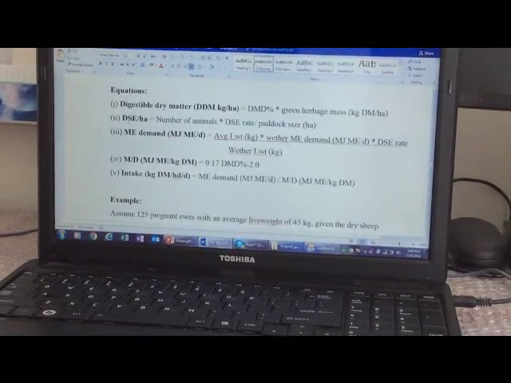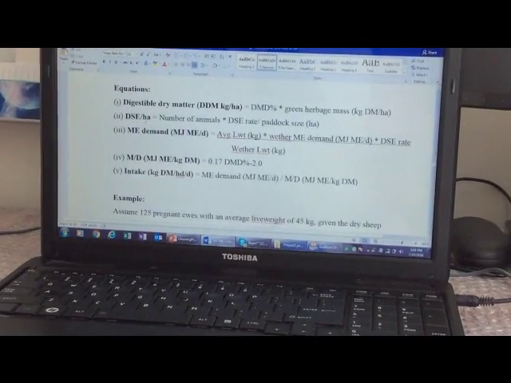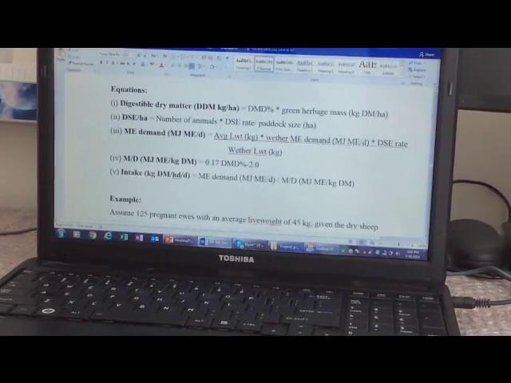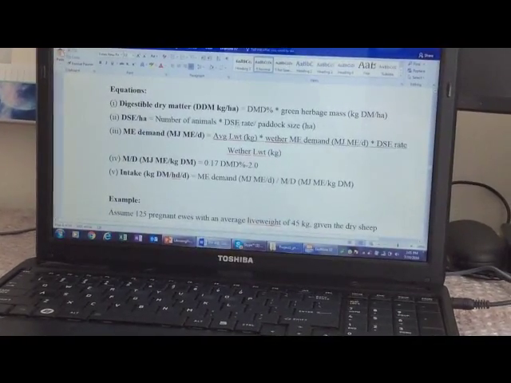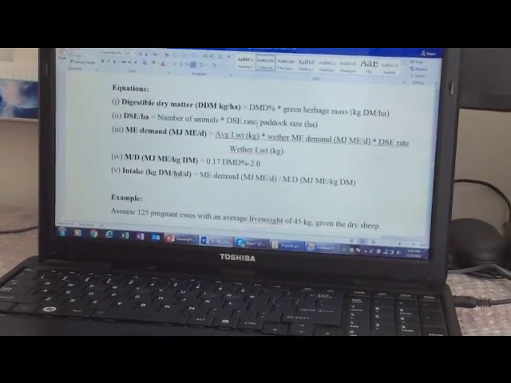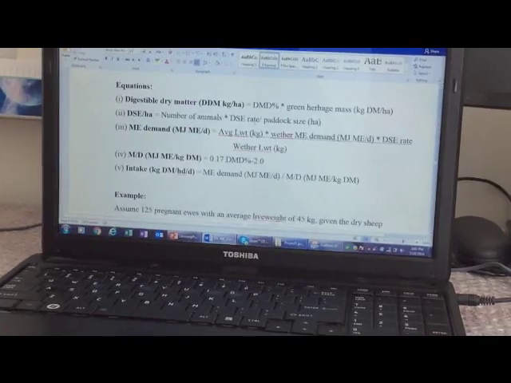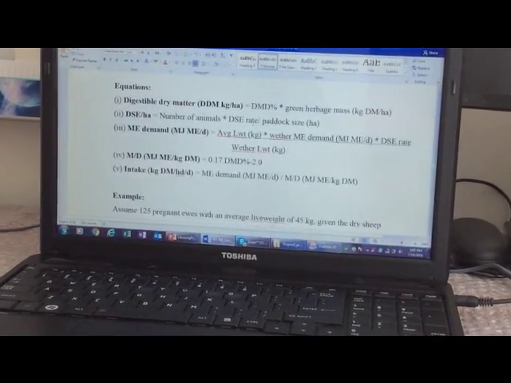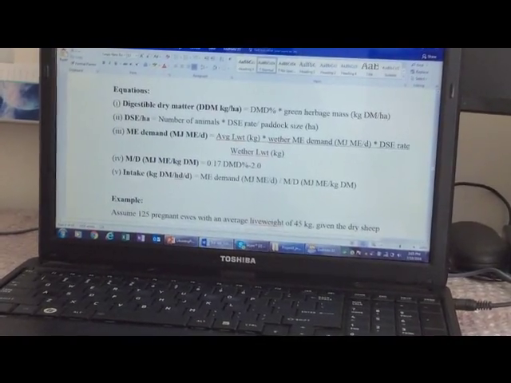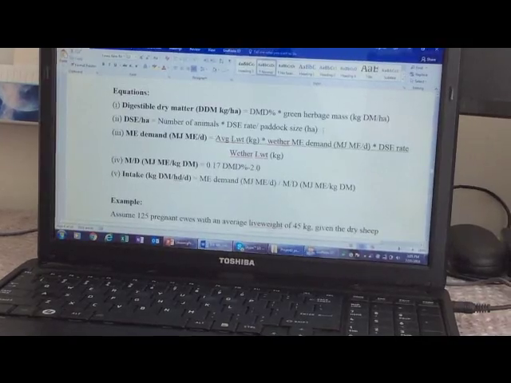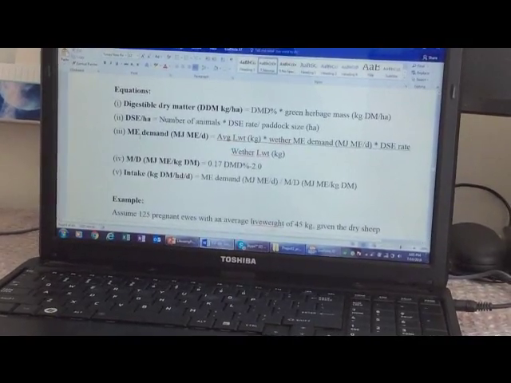The second equation is the dry sheep equivalent per hectare, calculated based on the number of animals that you put on the paddock, times the DSE rate, which is based on the physiological state of the animal. If the animals are pregnant, in the case of merino ewes, then they'll require more, their DSE rate will be higher. And when they're lactating, their DSE rate will also be higher, divided by the paddock size. That's how big the paddock is in hectares.